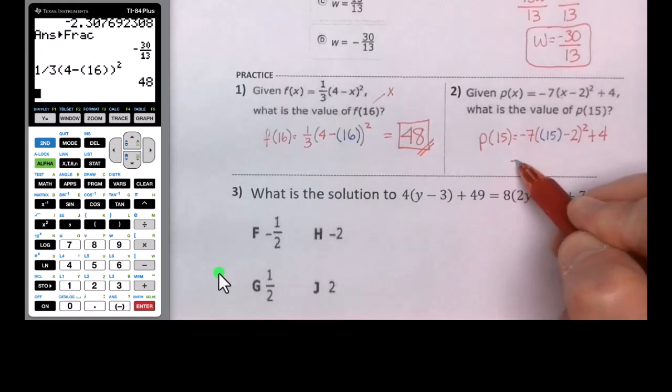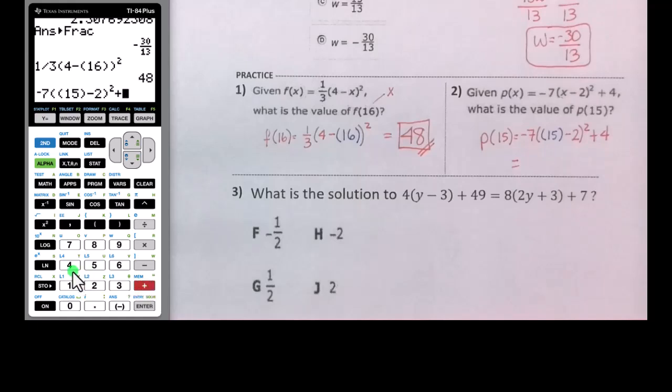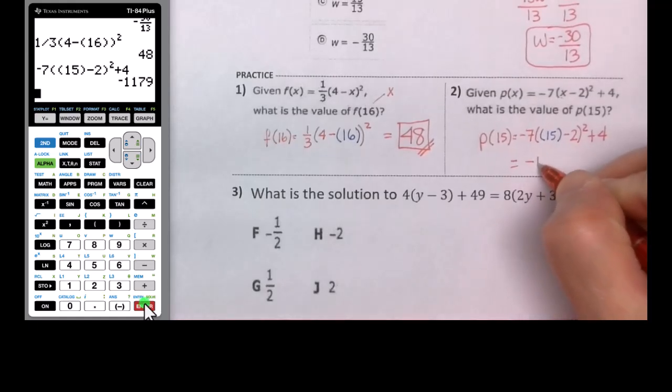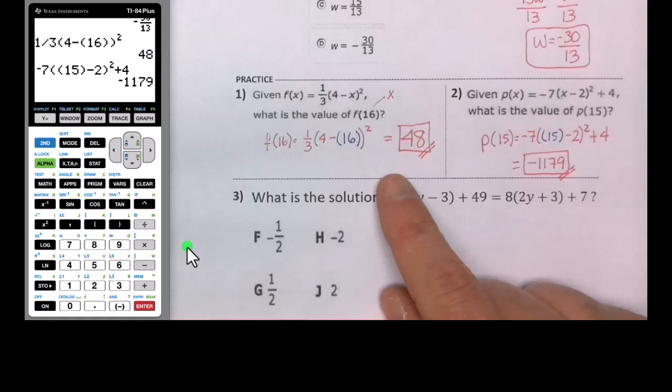So now we're going to put this in the calculator. So negative 7, open parenthesis, 15, close parenthesis, minus 2, close parenthesis, square, plus 4. Double check that is correct. It is. So then we press enter, and we get negative 1179.